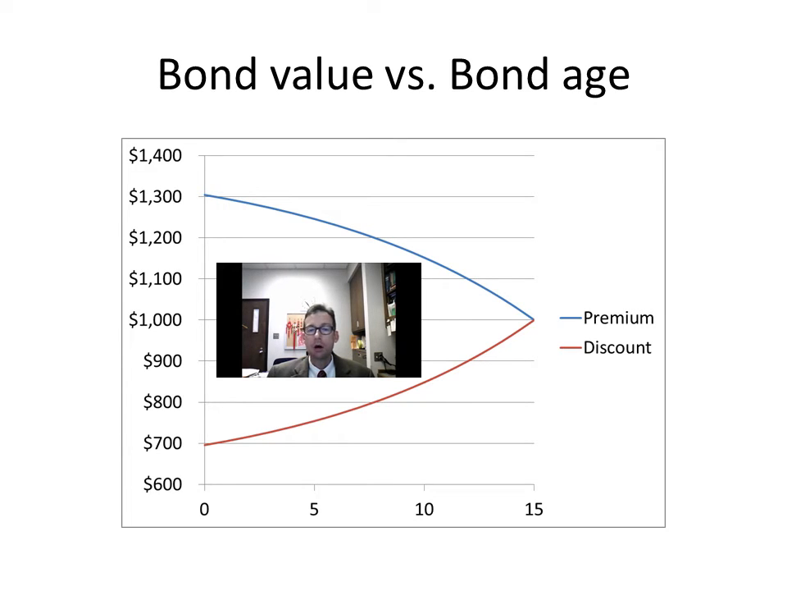Since a premium bond is worth more than $1,000, what that means is that it has to reduce in value over its life. And here we see a 15-year premium bond, and we can see what happens to its price over its life. It ends up at $1,000. The opposite has to happen to a discount bond because it currently sells for less than $1,000, and we know at the end it has to be worth exactly $1,000. And so over its life, its value is going to increase to $1,000.